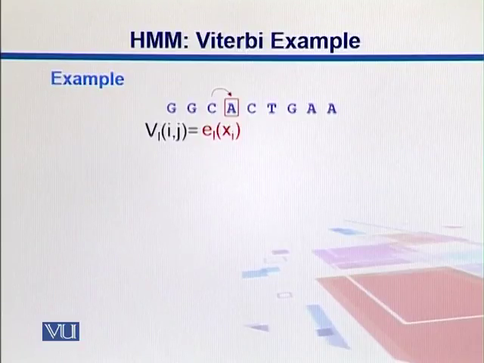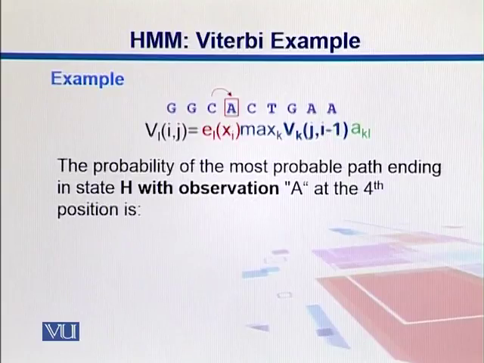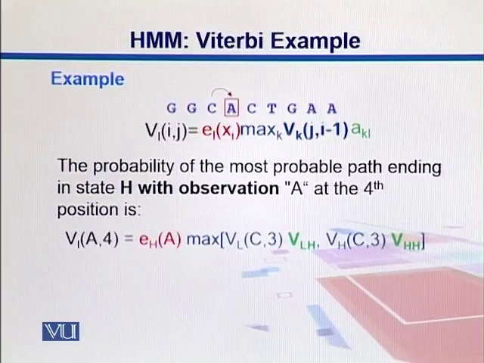Right now we are at position number 4 and we are looking at a symbol that is A. We can put it into this equation, which was right here. So the probability of the most probable path ending in state H with observation A at the 4th position, when put into the equation, looks like this. We see V_H and then A at the 4th position. Since we expect this to come from state H, we have e_H(A) and the maximum of any option.